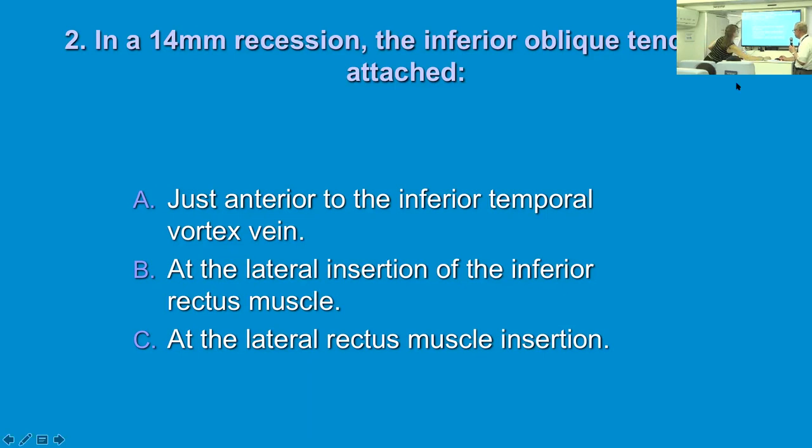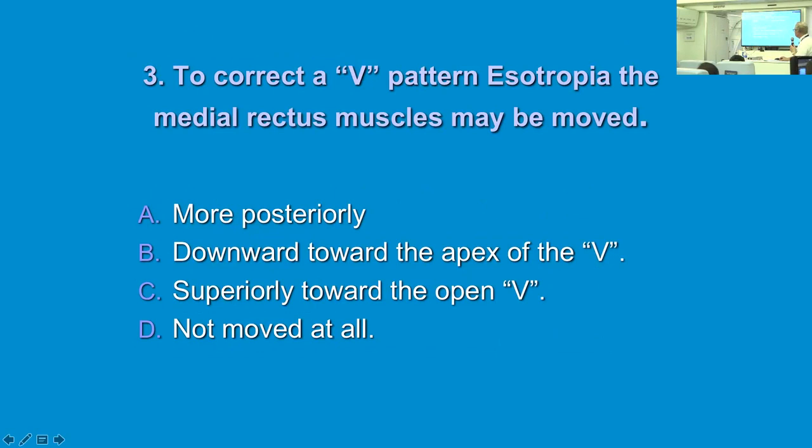I see, that'll work. All right, and the third one, to correct a V pattern esotropia. In other words, the V pattern where the horizontal deviation, the esotropia, is greatest in down gaze and least in up gaze. You can move the medial rectus muscles, or the insertions of the muscles. The answers are A, more posteriorly, B, downward toward the apex of the V, C, superiorly toward the open V, or D, not be moved at all. So you can read that, right? Yeah.